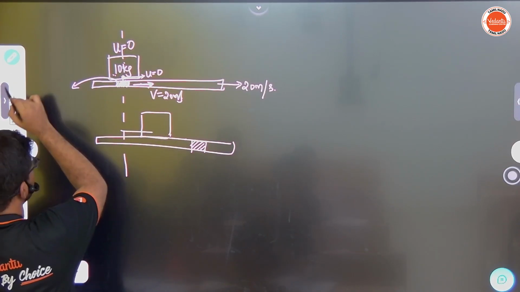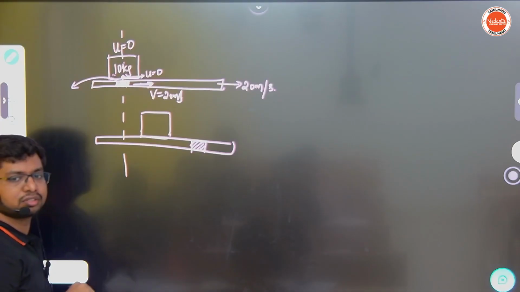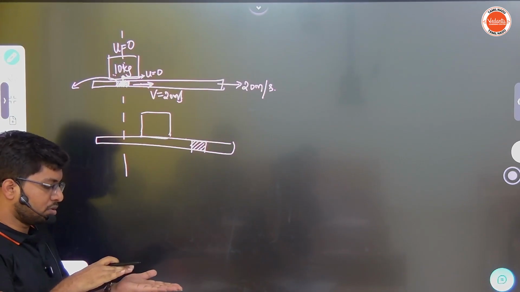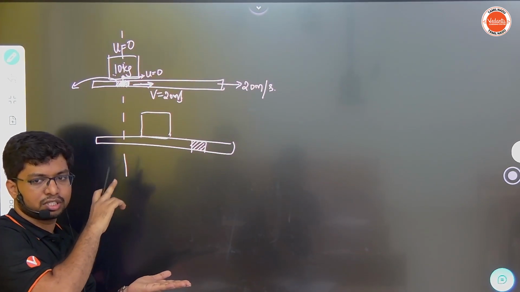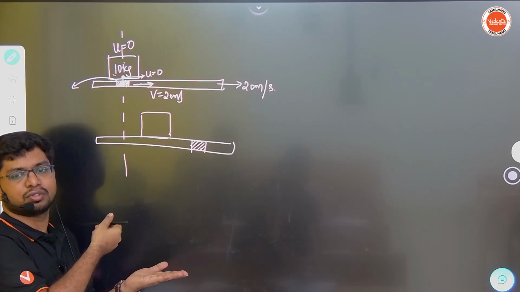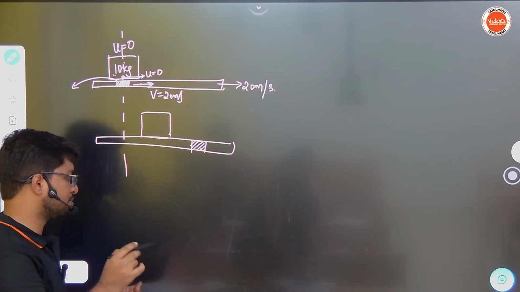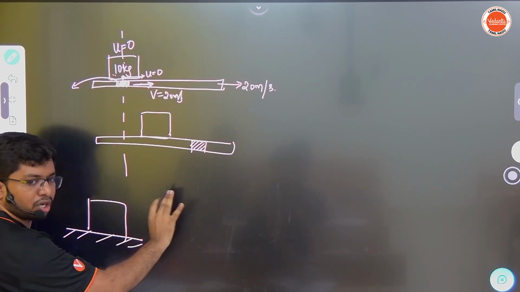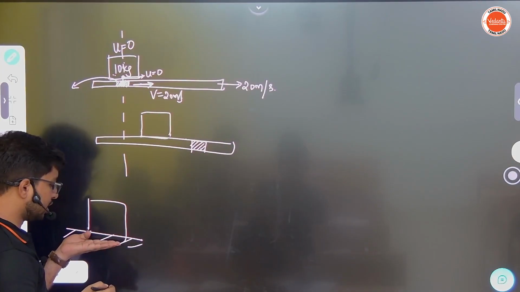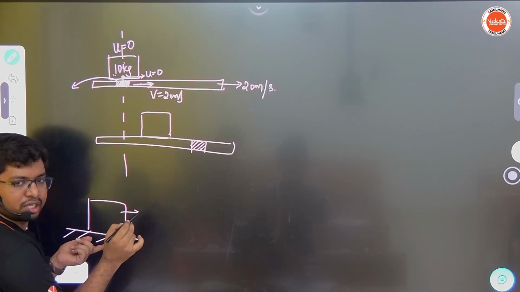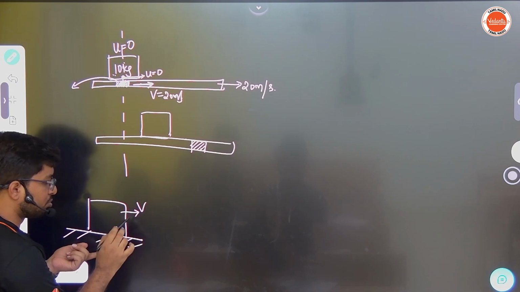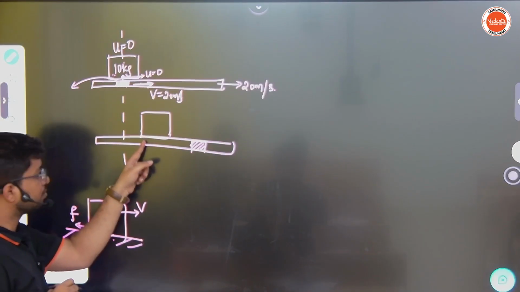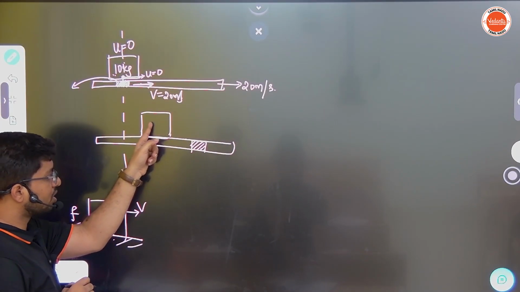And in what direction will the friction act here? With respect to the belt, what is the velocity of the block? Backward. Understood? On the ground, if I try to push the block in the forward direction, that means with respect to the ground it is moving in the forward direction. If with respect to the ground it is moving forward, friction on the block will act in the backward direction.